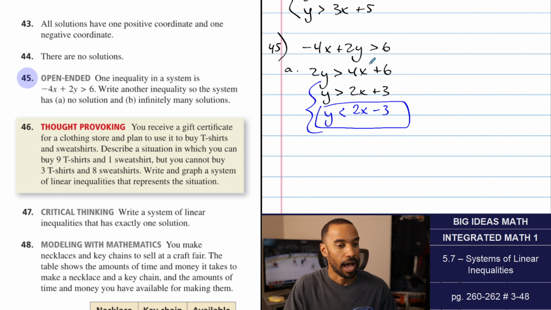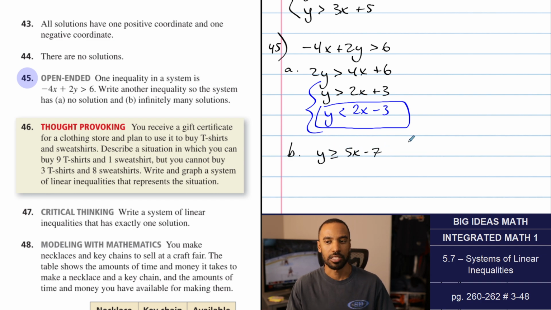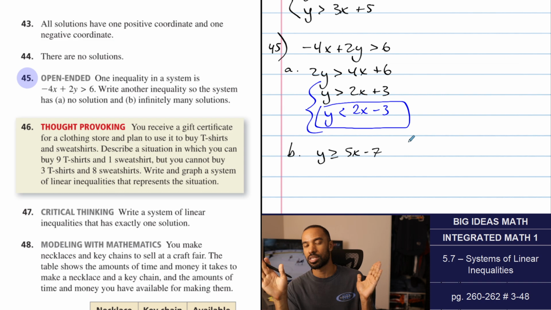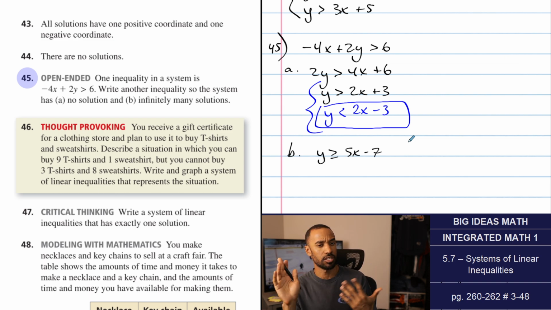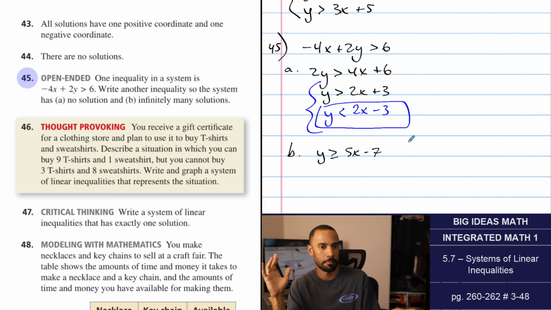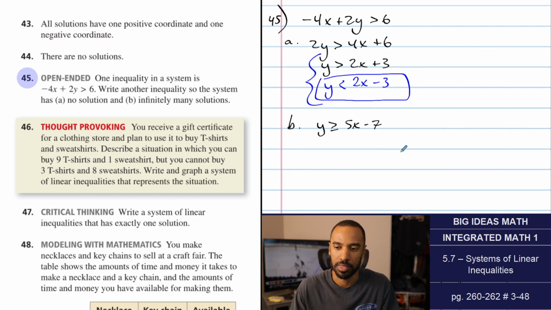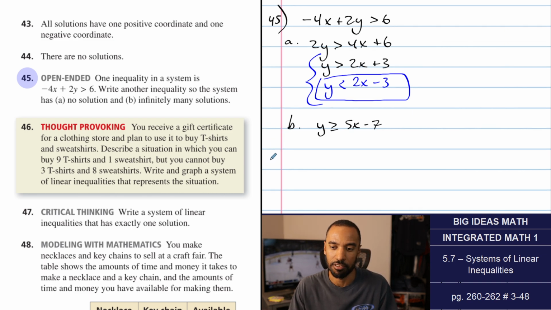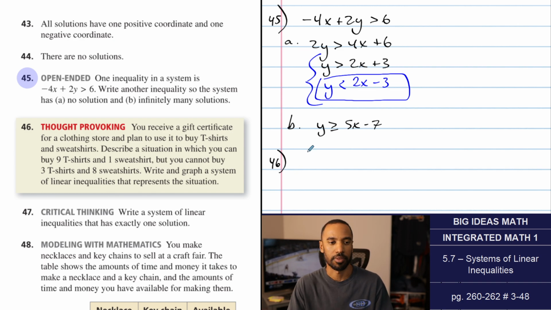Part B, I can write literally anything that has infinitely many solutions, as long as it's a different slope or something like that, right? So part B, I can do y is greater than or equal to 5x minus 7. That's all good. Infinitely many solutions is as long as it's inside the overlapping shaded region. Unless I'm reading it wrong, that's what it looks like to me. It's infinitely many. And that's the thing about these, right? It doesn't have to be on the line. It doesn't have to be parallel or something like that. It's just whatever. It's open-ended too.